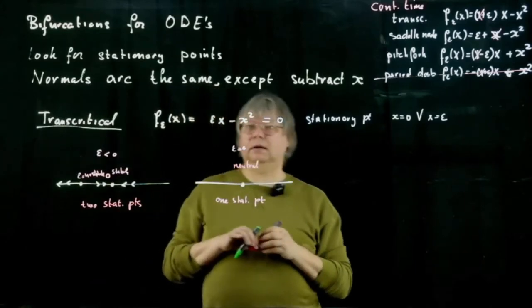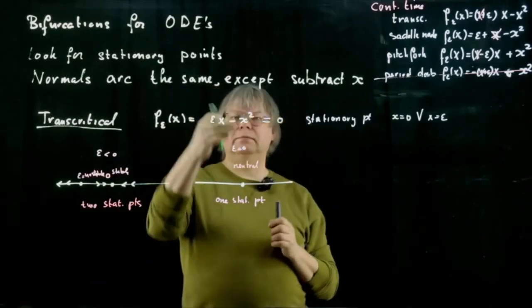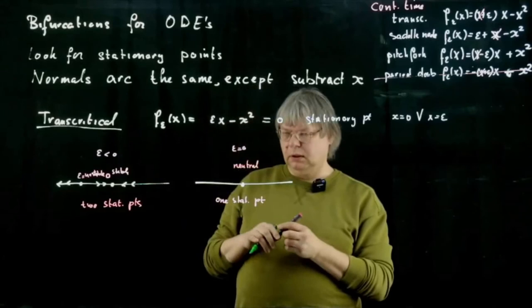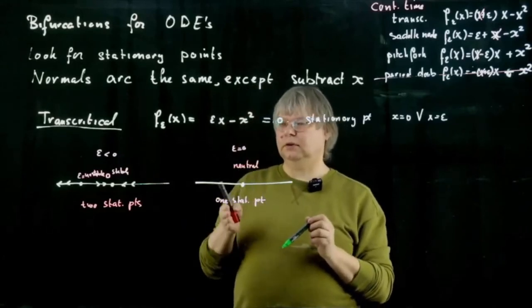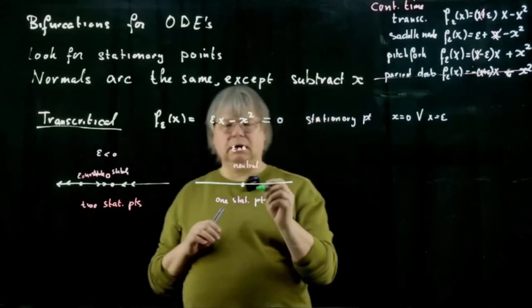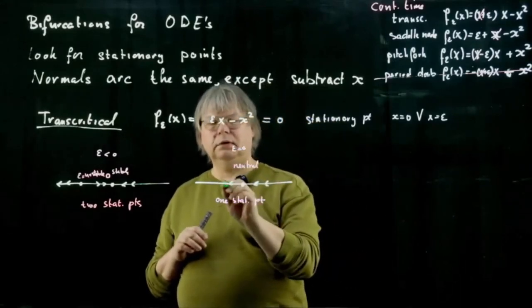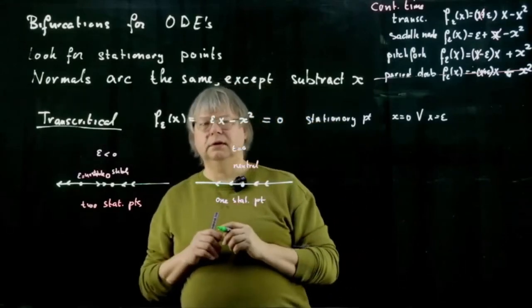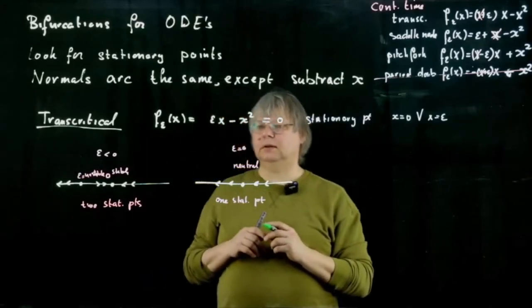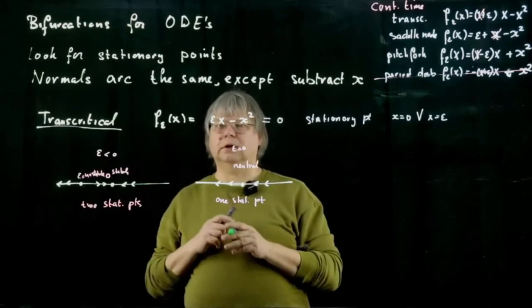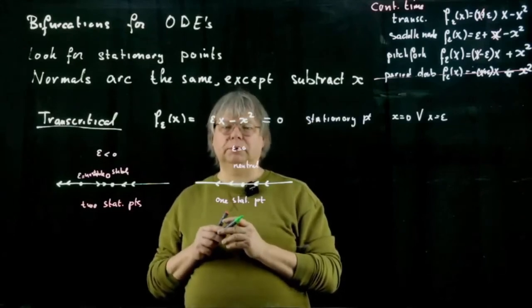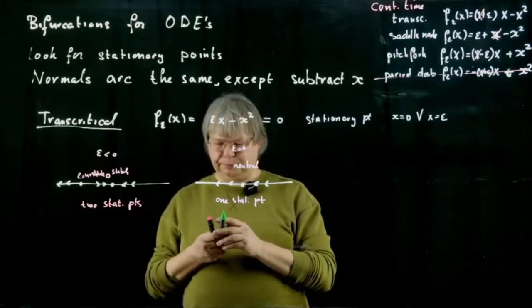And we can see that if epsilon is 0, we just have minus x squared. And that means that no matter if we're in the positive or the negative axis, the value is always negative. That means that this point here is attracting from the right and repelling from the left. And that is not what you can have in a hyperbolic stationary point. It has to be neutral.